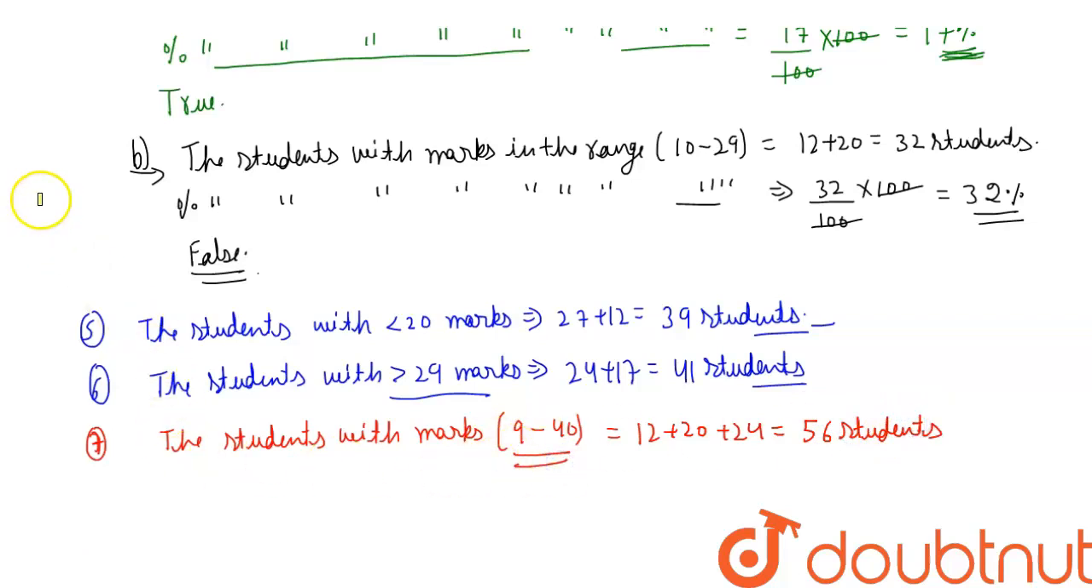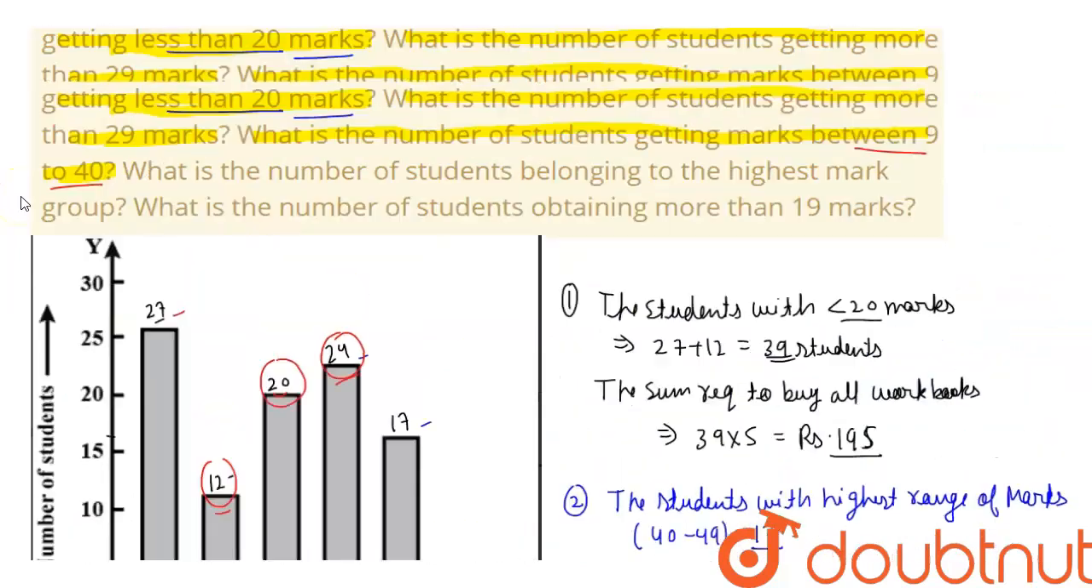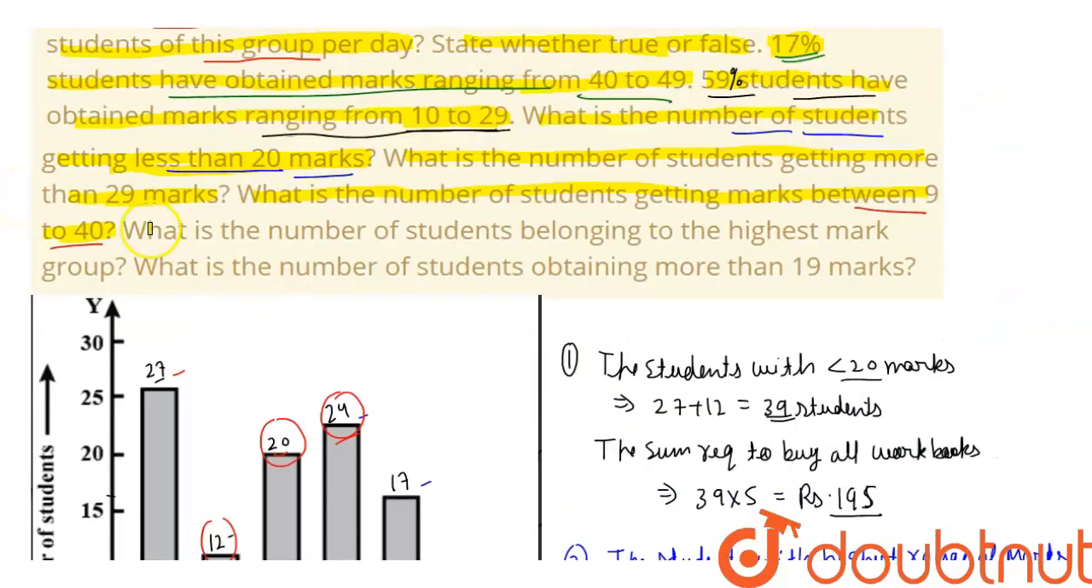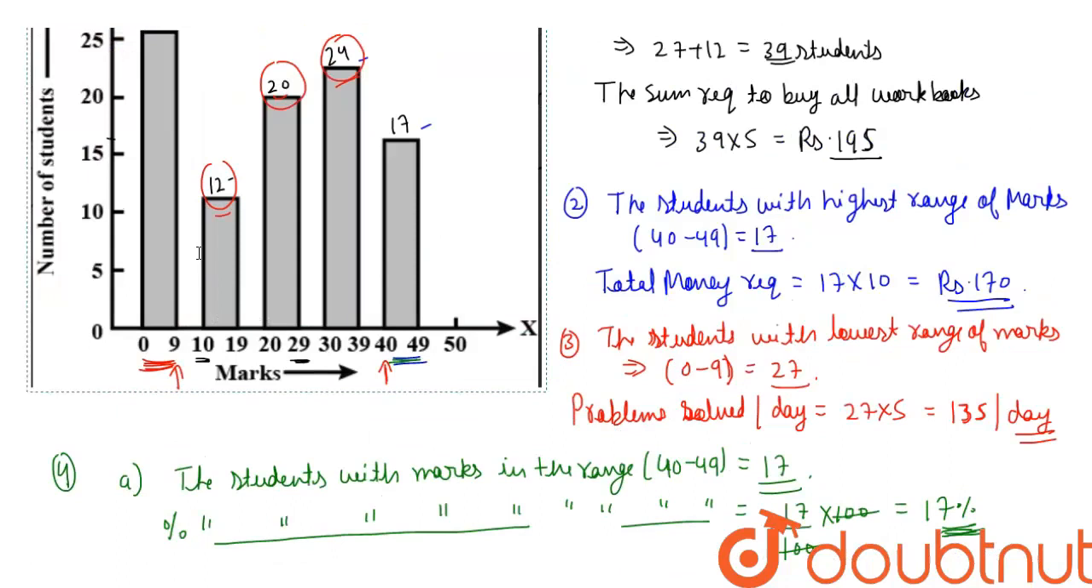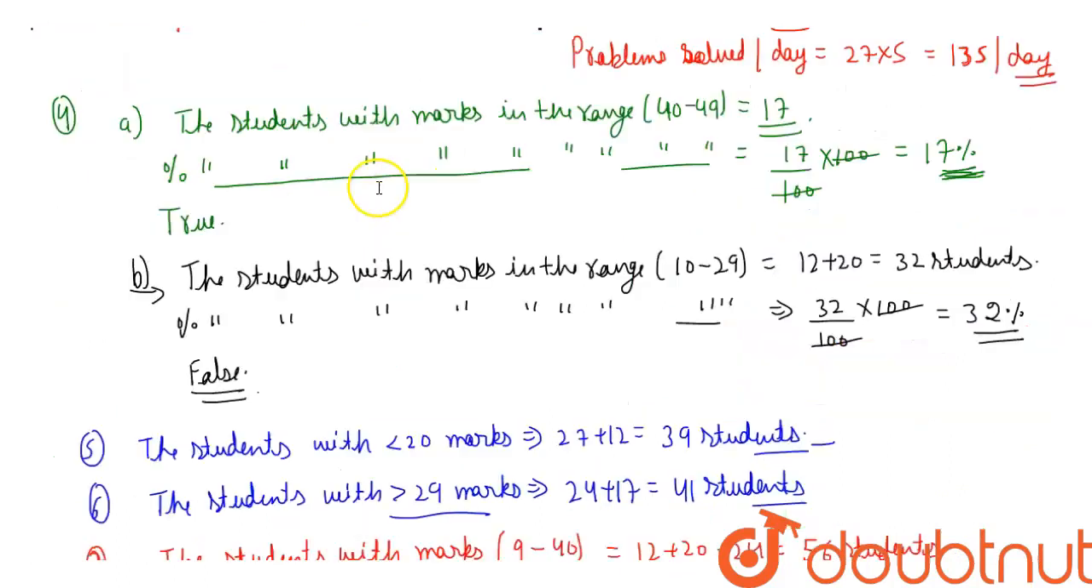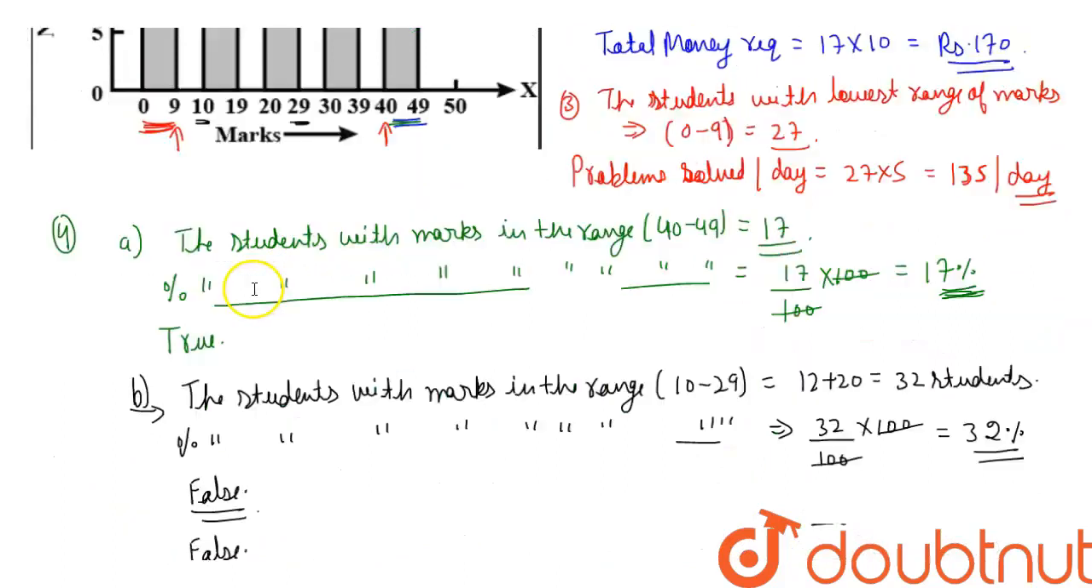Now in the next part of the question, they have asked: what is the number of students belonging to the highest mark group? So now they are talking about those students who have got the highest marks. The number of students who have got the highest marks is 17. So that is the 40 to 49 range.